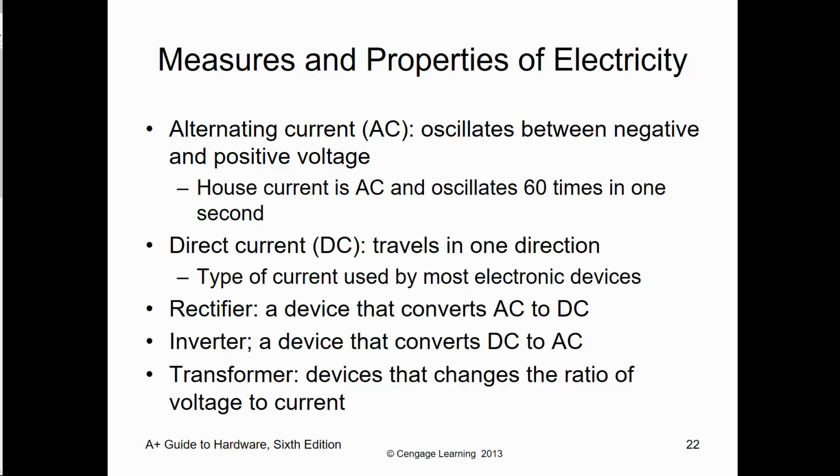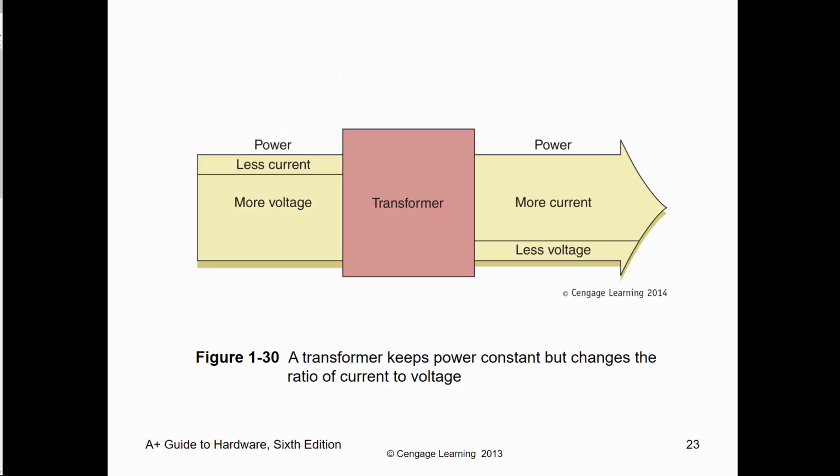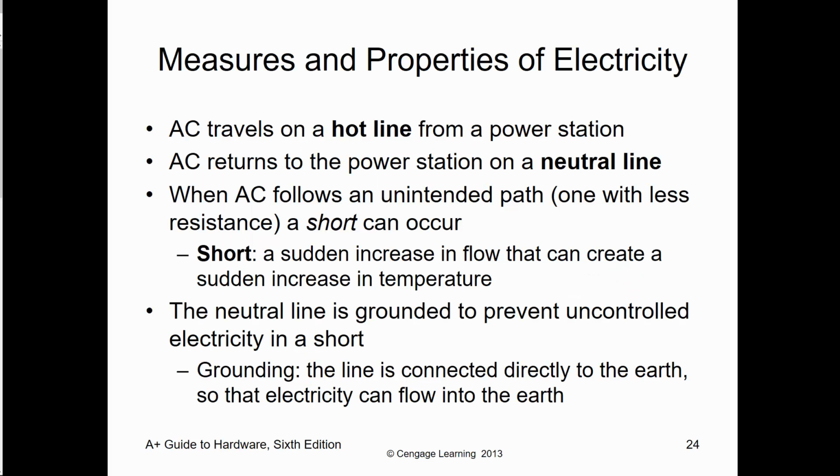So we have a rectifier. That's the device that converts it from AC to DC, and we have an inverter that converts it from DC to AC. Lastly, we have to understand what a transformer is. A transformer is a device that changes the ratio of voltage to current. Example, our power in could be a high voltage but less current. The transformer may change it so it's more current and less voltage. So it will actually step down the voltage to give us additional current or flow.